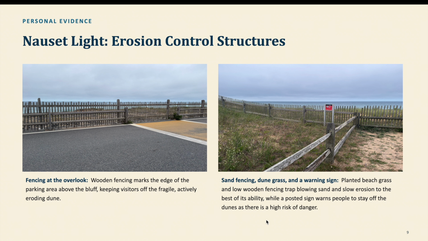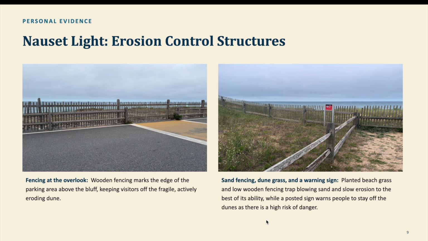Here's my personal evidence. I went to Nauset Light Beach in Eastham, and in these first two pictures, you can see some erosion control structures. In the first one, you see fencing at the overlook. Wooden fencing marks the edge of the parking area above the bluff, in other words, a steep sandy cliff along the coastline, keeping visitors off the fragile, actively eroding dune.